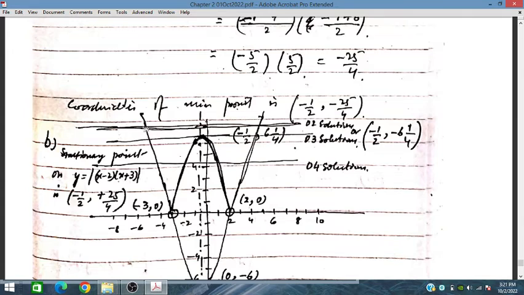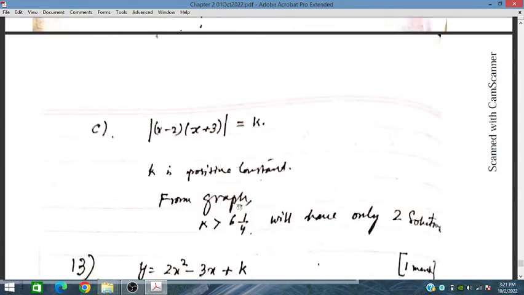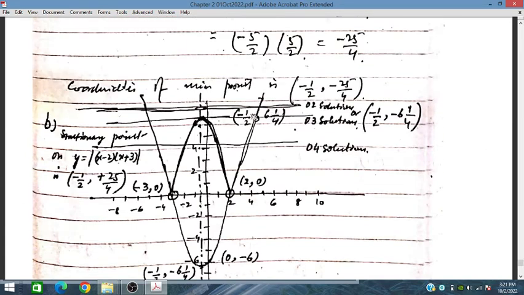For two solutions, this line intersects at 2 points, but at this point we have three solutions: one solution, second solution, and third solution. And for the other points we have 4 solutions, so we can understand it by the graphical method. From the graph, k greater than 6 by 1 by 4 will have only 2 solutions. If the k value is greater than 6 by 1 by 4, then there will be only 2 solutions above this curve. So this curve will be like this, and only this part and this part will intersect with these lines.